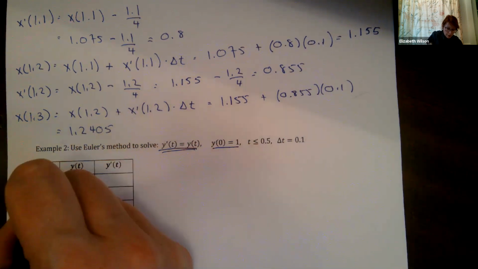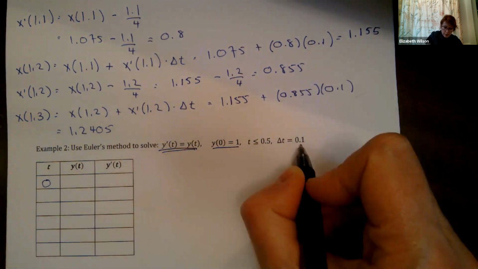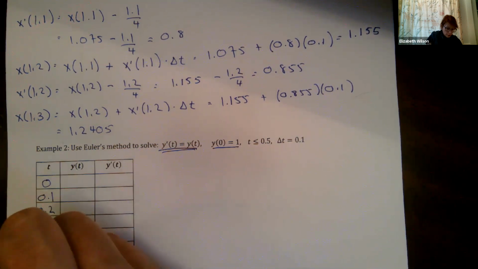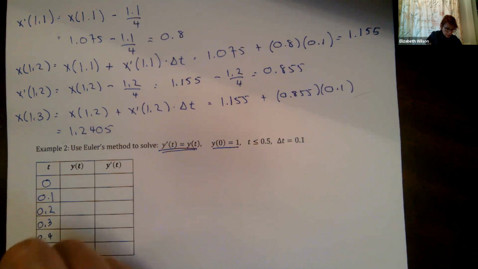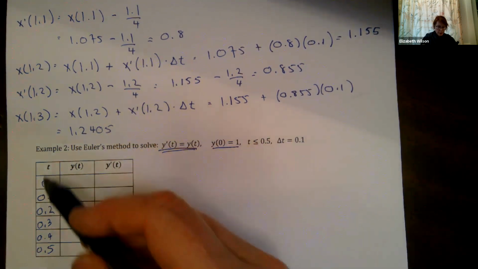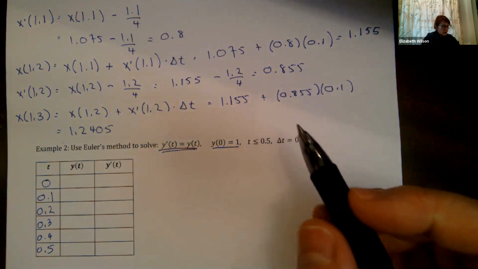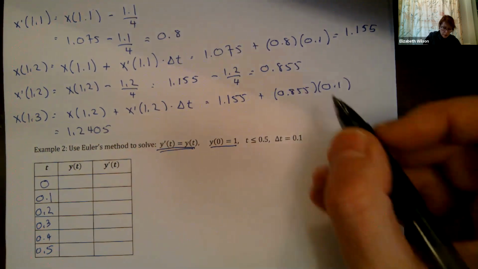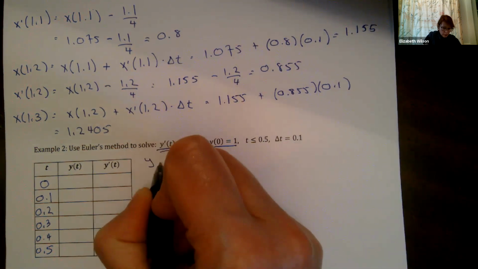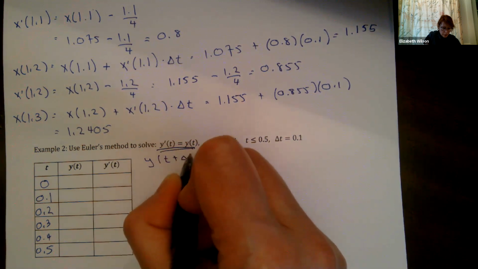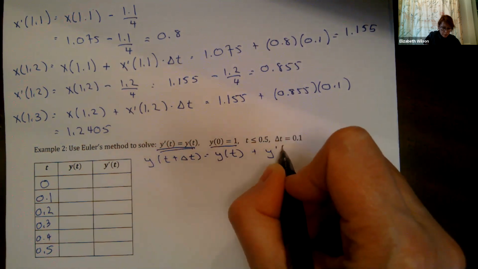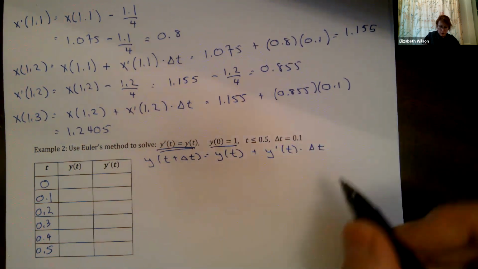So I can even populate out t. t starts at 0, my delta t is 0.1, so I'm going to go 0, 0.1, 0.2, 0.3, 0.4, 0.5, because they said keep t less than or equal to 0.5. So let's remind ourselves Euler's equation, I'll write it out here: y of t plus delta t equals y of t plus y prime of t times delta t. So this is our Euler's equation.